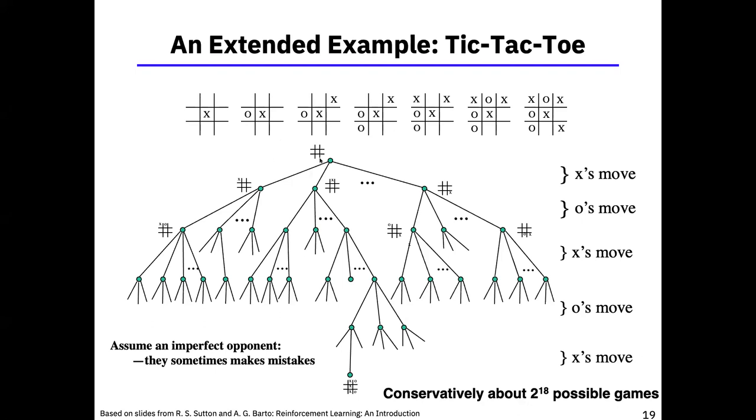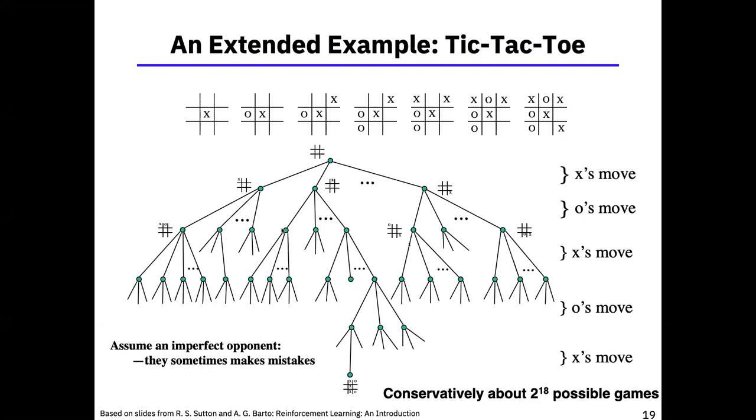If you start with an empty board, there are nine possible places that the first player can play. After that player plays, there will be eight possible places that the second player can play. After the second player plays, there will be seven possible places that the first player can play again. Conservatively, we're dealing with a lot of states. So 2 to the 18 is the possible number of games that you can play, but you realize how quickly this tree grows.